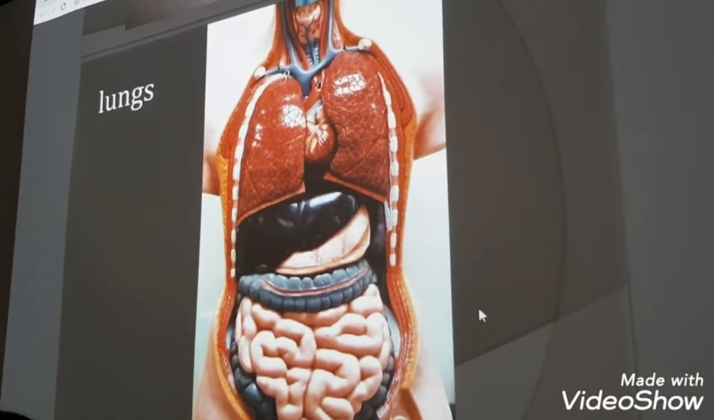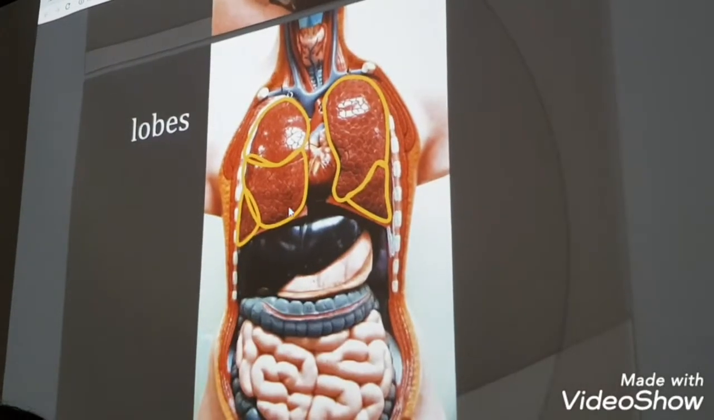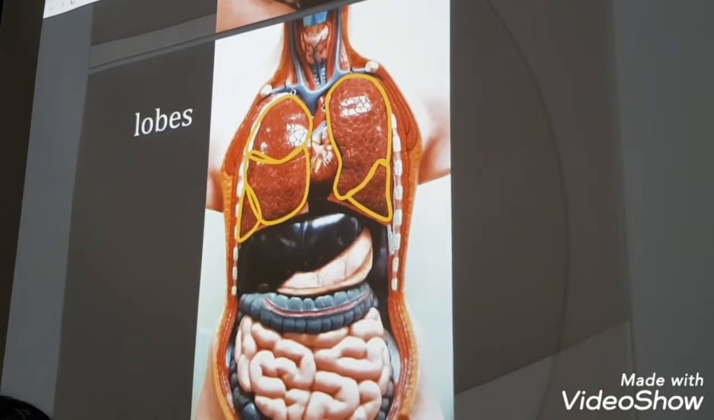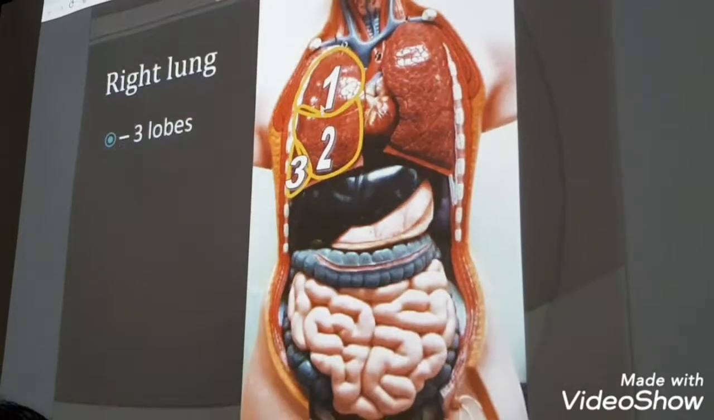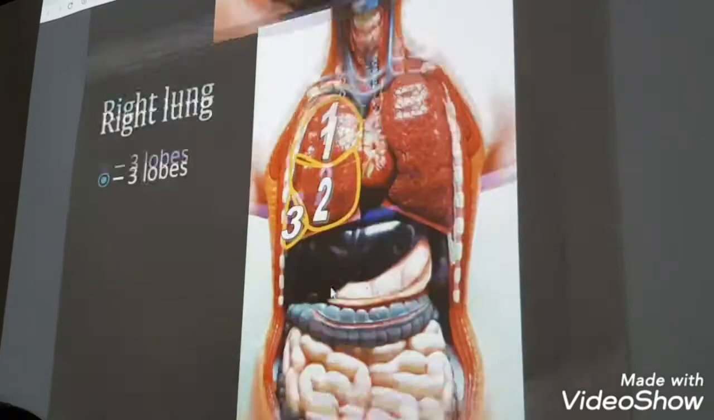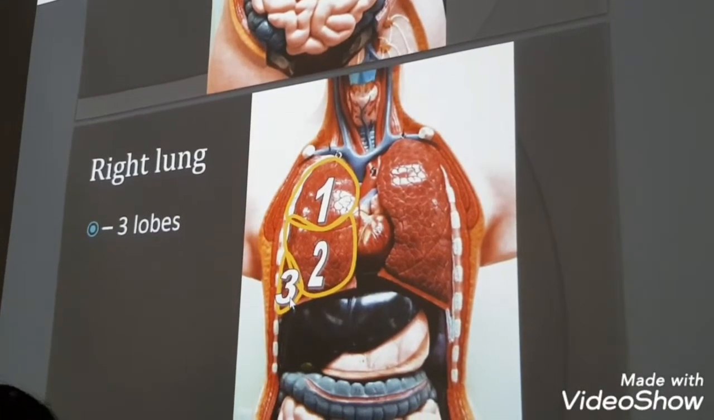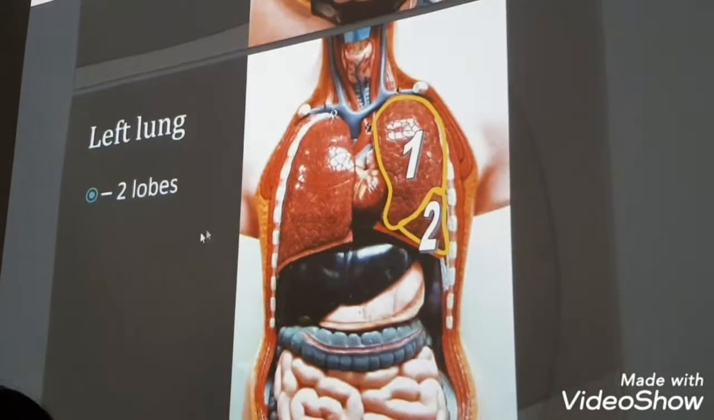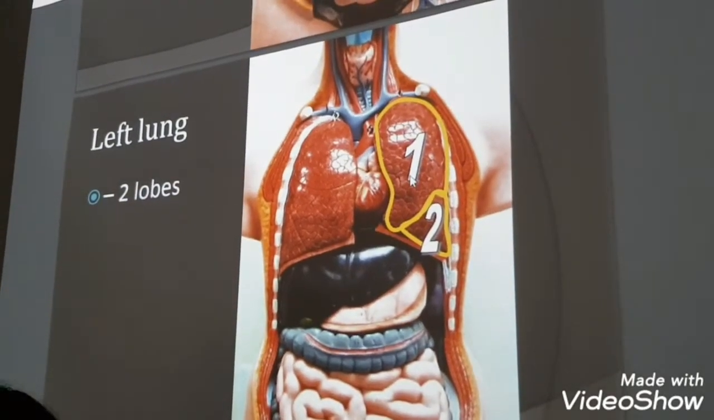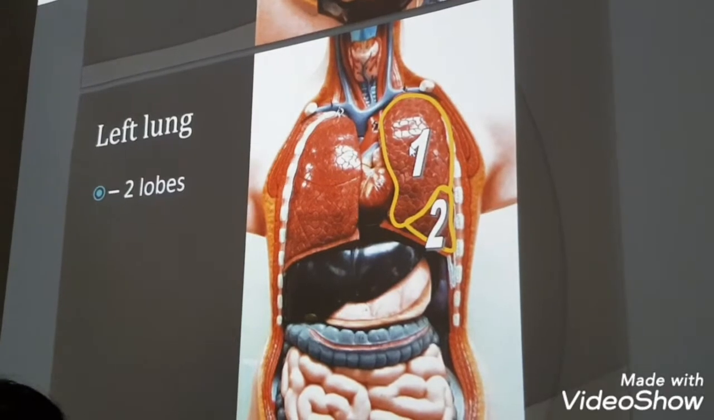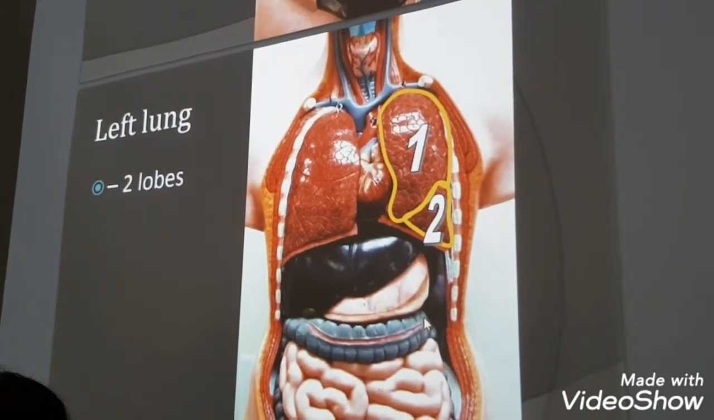Now we know right and left. Each one of those has lobes. The right lung has three lobes: superior, middle, inferior. The left lung has two lobes because it is smaller and narrower: superior and inferior.